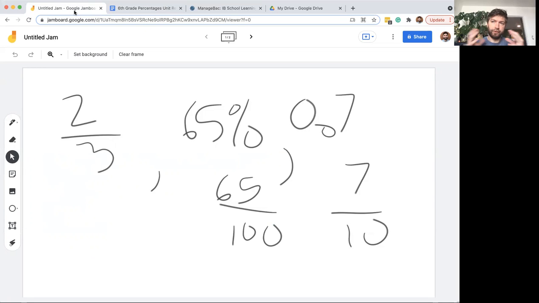So let's try and make our denominators equivalent so they're easy to compare. So the easiest one to do would be 7/10. I know that 10 times 10 is 100. And if I'm going to make my denominator 100 by multiplying 10 times 10, I've got to multiply my numerator times 10. So I get 70/100. So we know which one is biggest there.